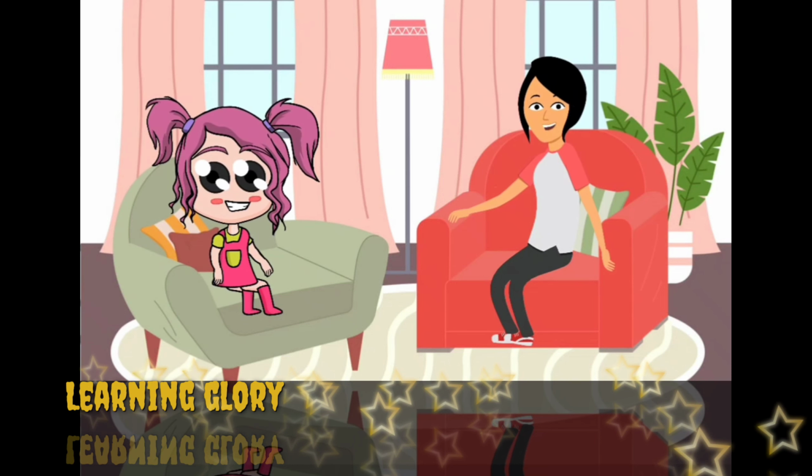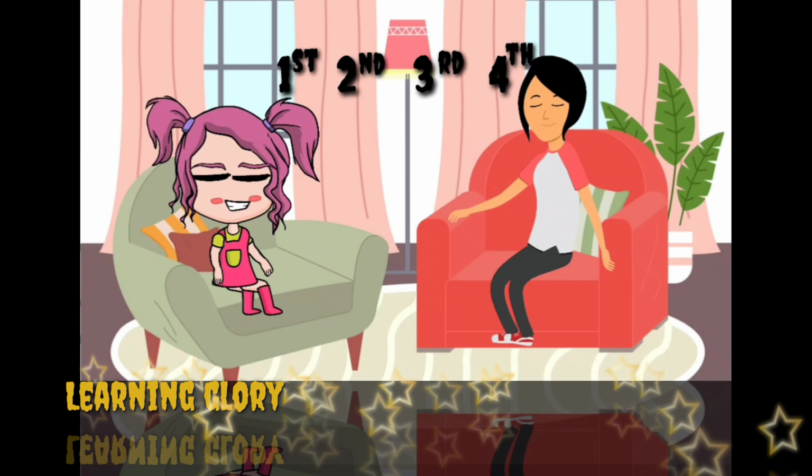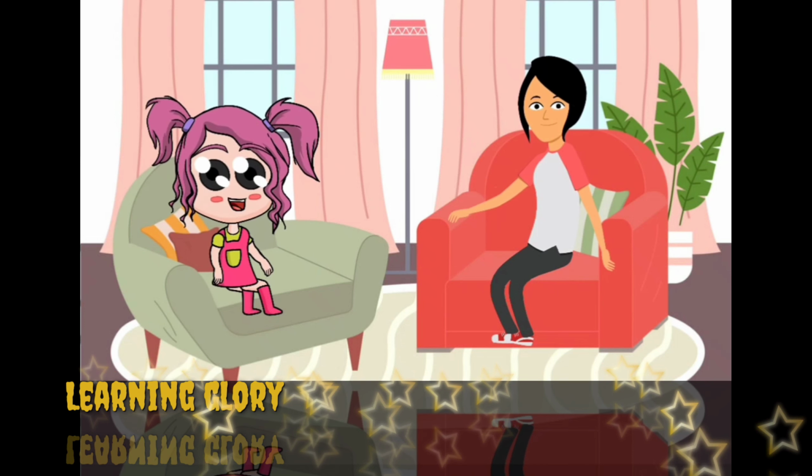Then ordinal numbers. Ordinal numbers are the numbers which denote order. Example: first, second, third and infinity. I hope you understand these numbers.